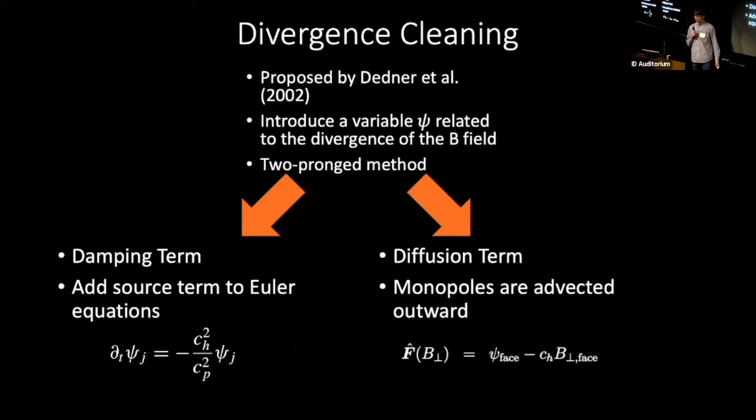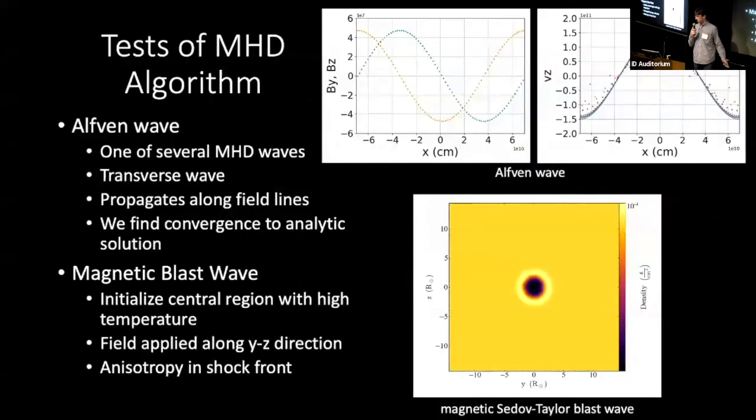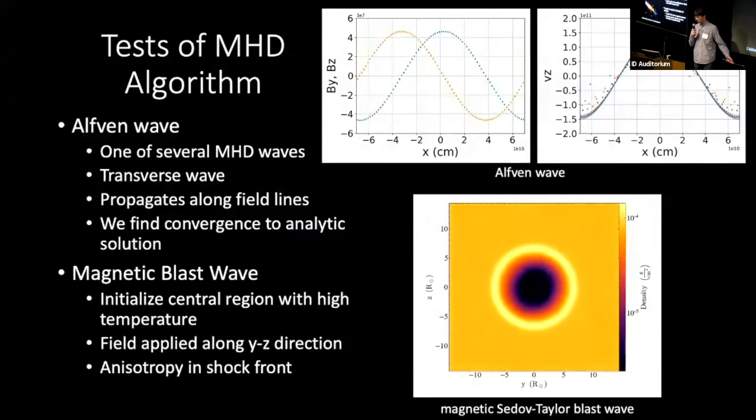So in MANGA, we've used the divergence cleaning scheme that's been proposed by Dedner, which includes a damping term to damp out a divergence of the B field, as I mentioned, and it uses a method of advecting away and smoothing out errors that I mentioned earlier. And I'll need to finish up quickly, so I'll skip the test cases here.